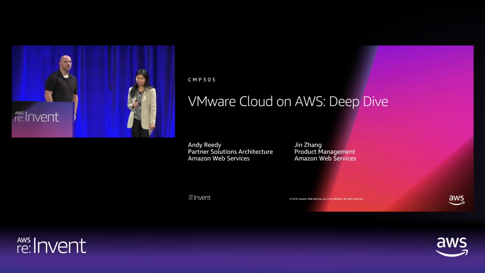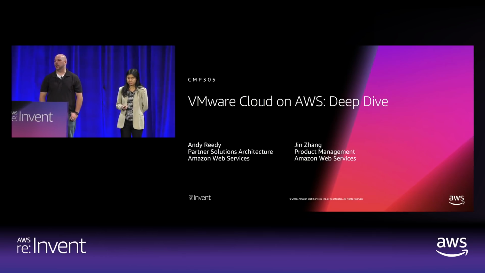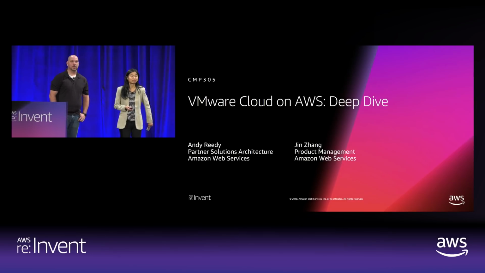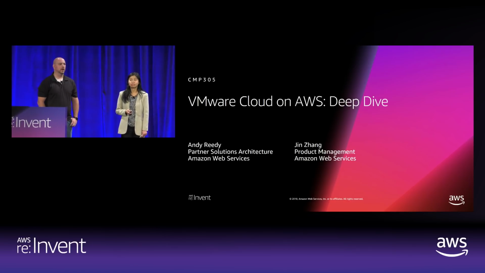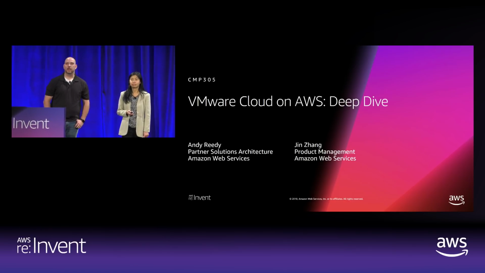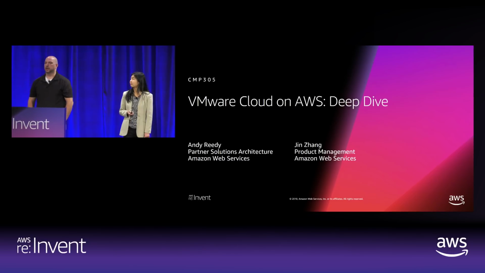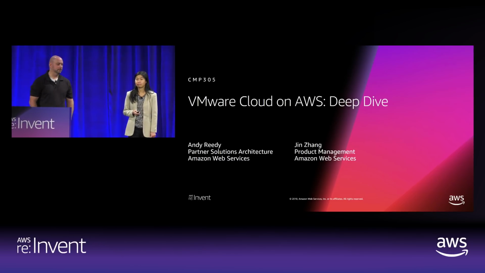Hi everyone, my name is Andy Reedy. I lead the Partner Solutions Architecture team for VMware Cloud on AWS at AWS. So my team works with VMware's product and engineering teams on actually designing and building VMware Cloud on AWS. We also work with customers and partners who are interested in learning more about VMware Cloud on AWS and how it can be leveraged in their environment to help them solve their problems and accomplish their goals.